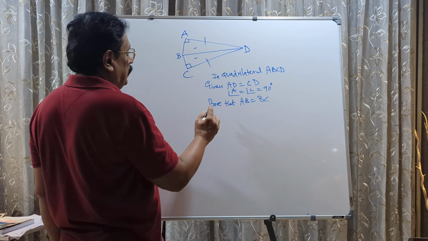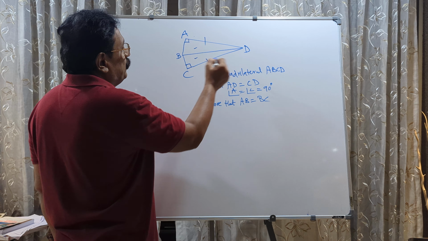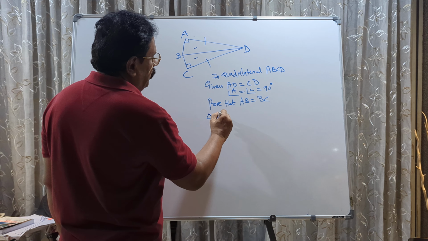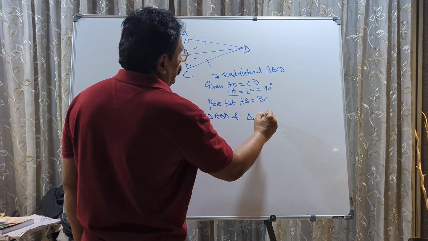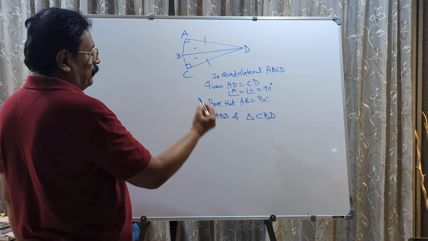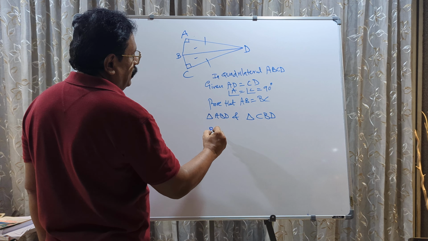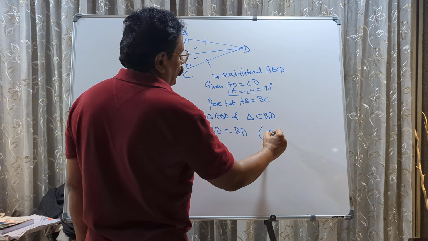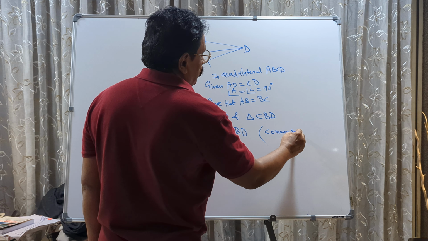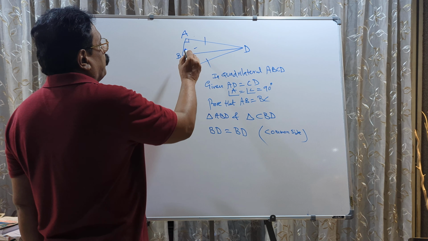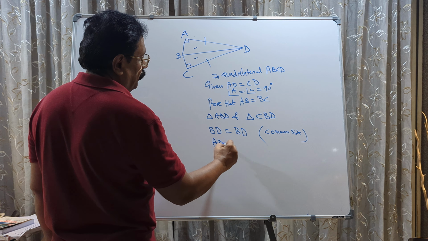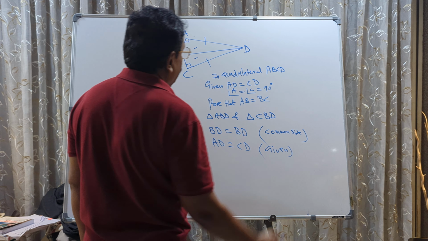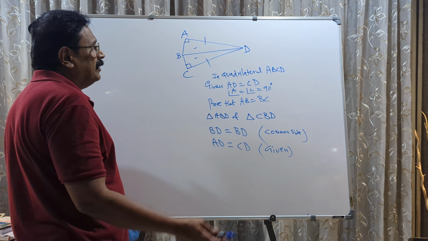Point number 1, consider triangle ABD and triangle CBD. Okay, now BD is congruent to BD, common side. Then AD is congruent to CD. What is that? Given. Okay, now that's it.